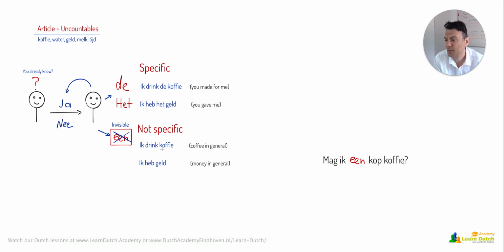For instance, ik drink koffie. Coffee in general. You can say that there is an invisible een inside, which is going to become visible when we're going to deny this coffee. But you're going to learn it later. Ik heb geld. Money in general. But sometimes we do use an article, een, with coffee. But how? Let me explain.